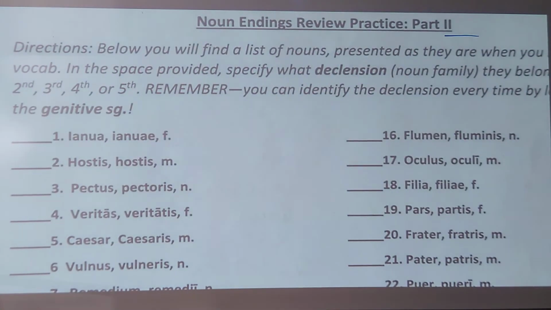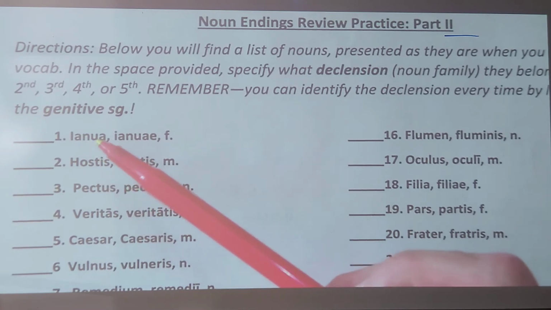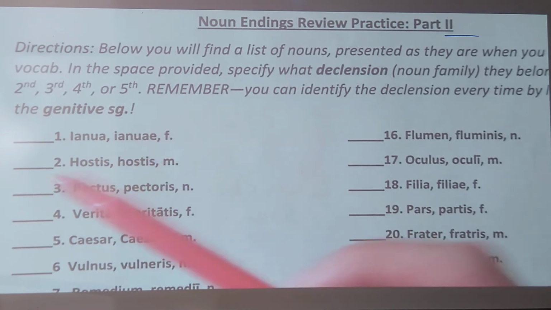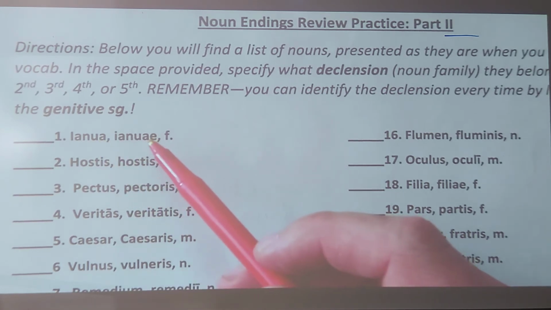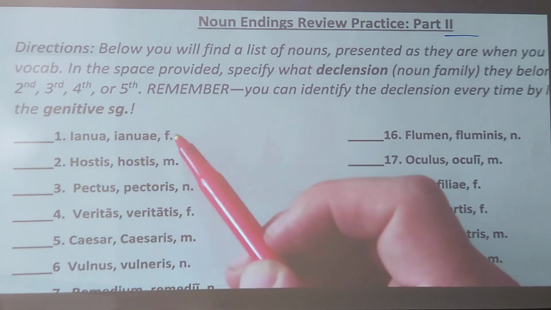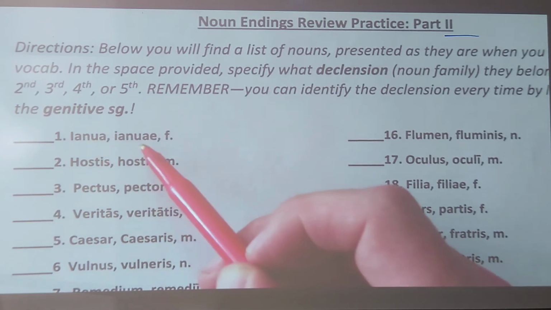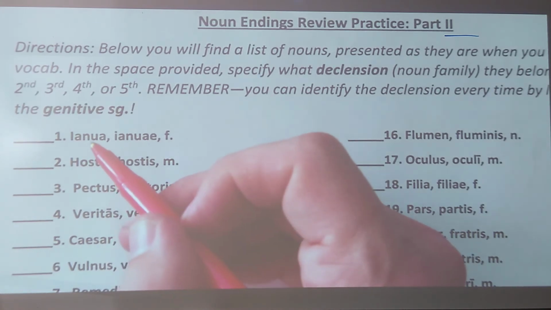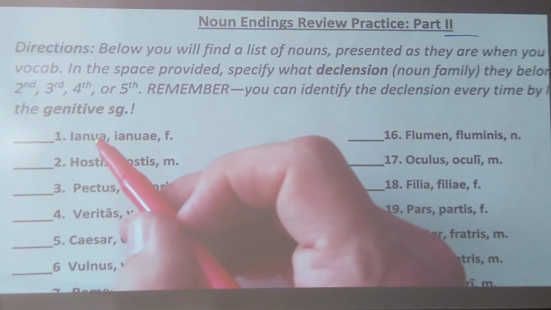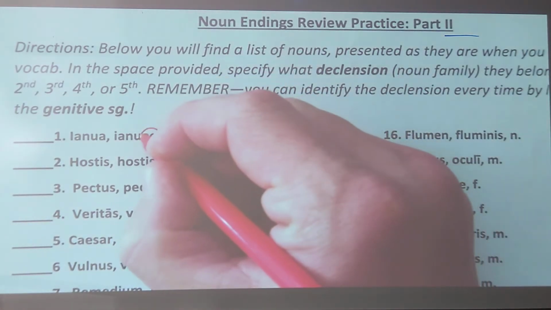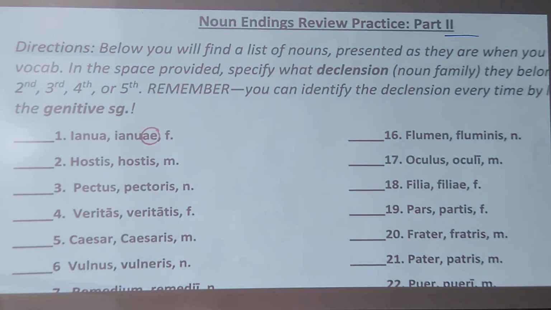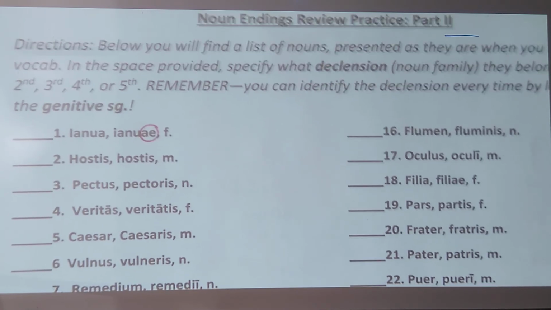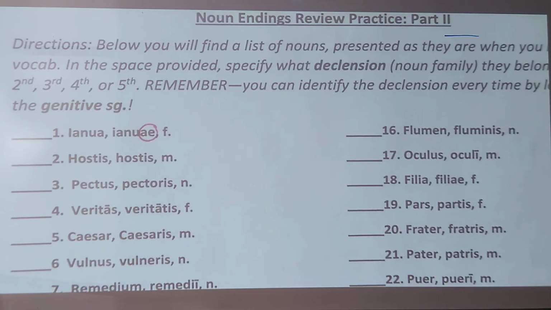Again, what we're doing in part 2 is we're just identifying what declension each of these nouns is. So let's start off with number 1. Well, we do a really similar thing as we did on the first page, where we're always going to look at the genitive singular, right? When you get the vocab entry for a noun, you're always going to get nominative singular, genitive singular. So I think the easiest way to go through this exercise is go to the genitive singular, circle the ending, and then look back at your chart. And this works every time.